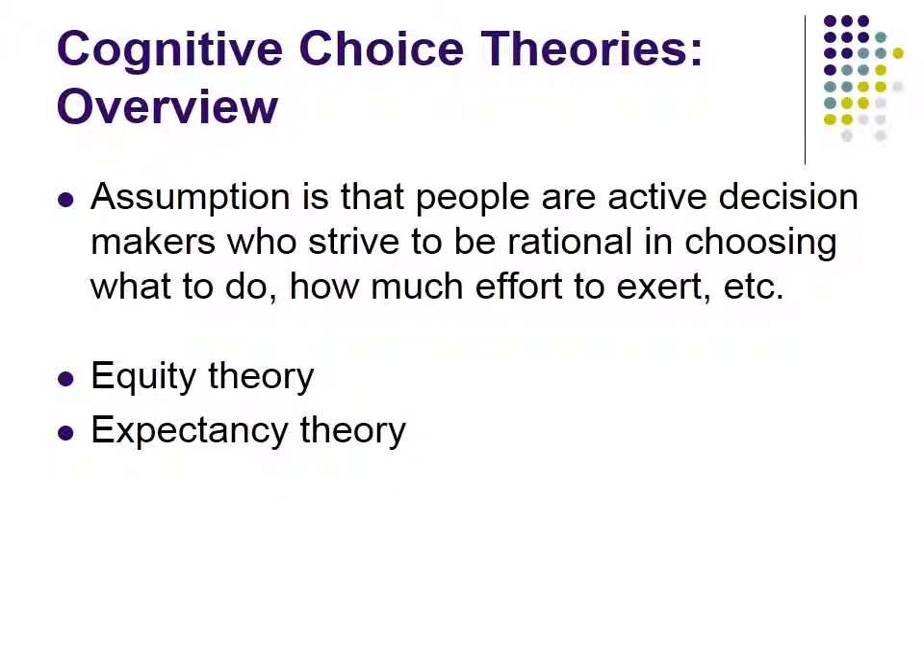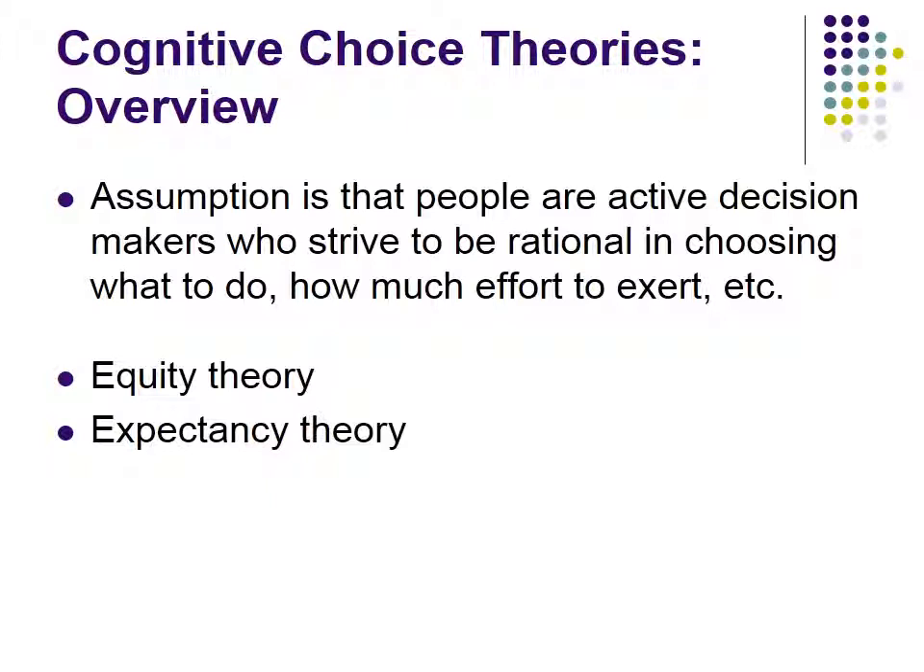The assumption here is that people are active decision makers who strive to be rational in choosing what they do and how much effort to exert. In other words, the cognitive choice theories suggest that the force of motivation, what results in someone behaving in a certain way in the workplace, is a cognitive, rational choice. I decide how much effort to exert based on the logical conclusions I get from the current situation.